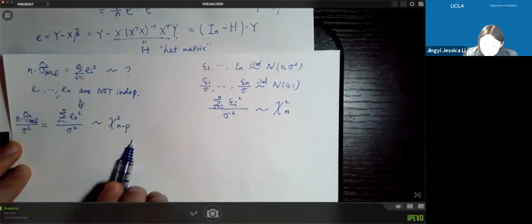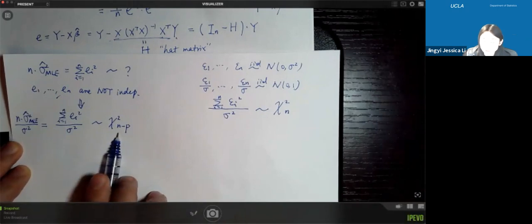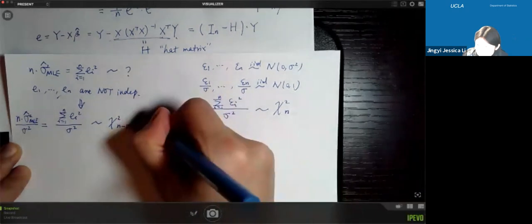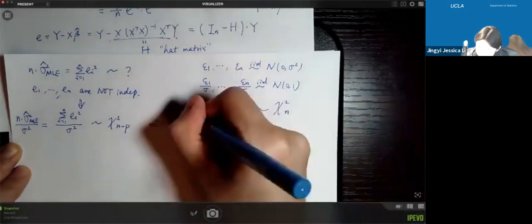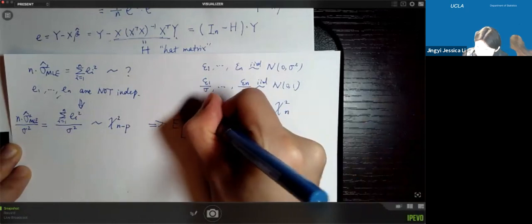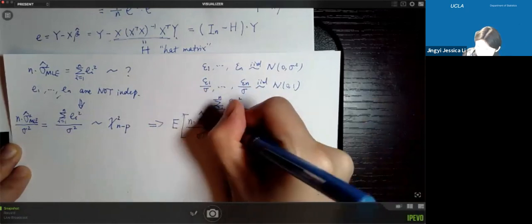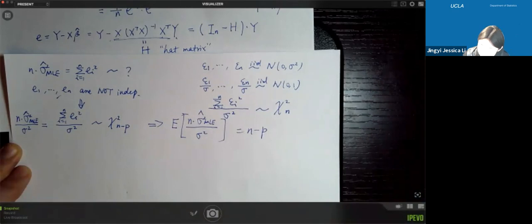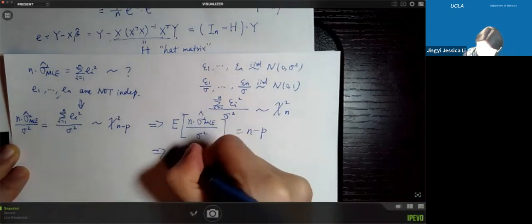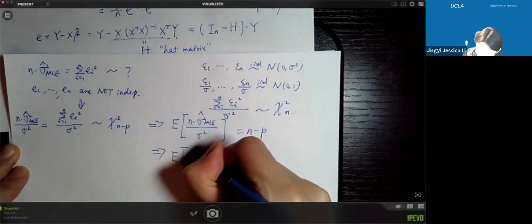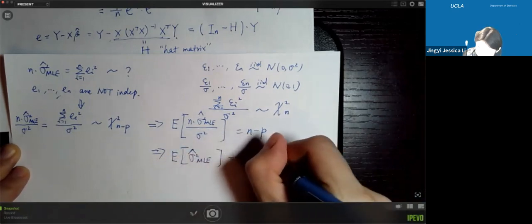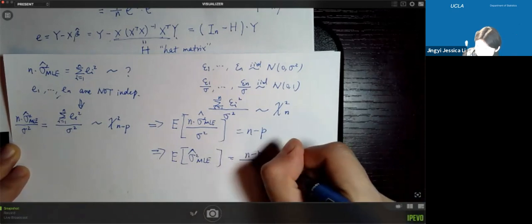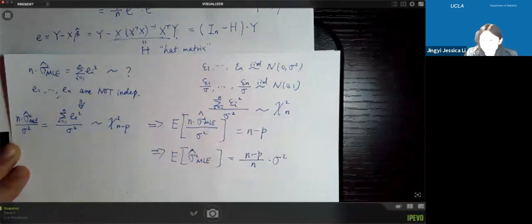Okay, and this uses the property that for a chi-square random variable, the expectation is equal to the degrees of freedom. So therefore, we know the expectation of n times this MLE is n minus P. So clearly its expectation is not unbiased, but n minus P over n times sigma squared. So it's a biased estimator.